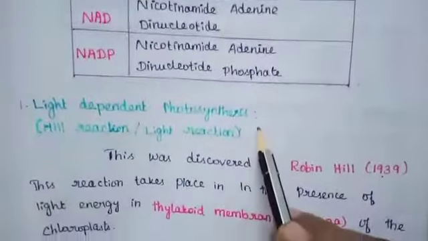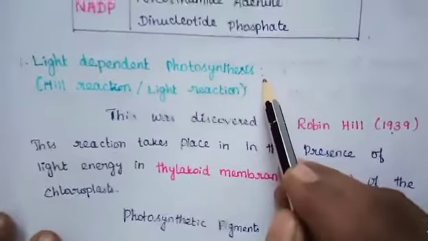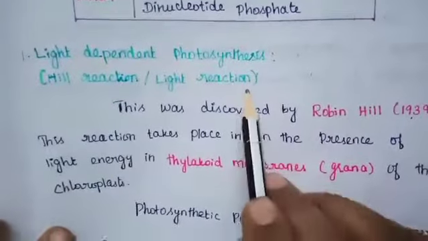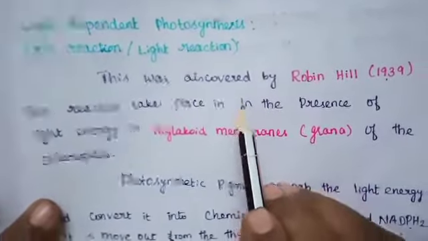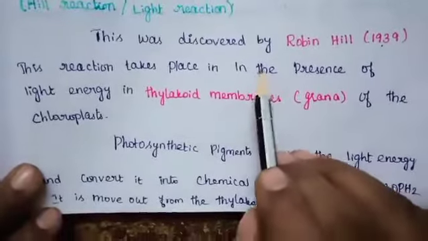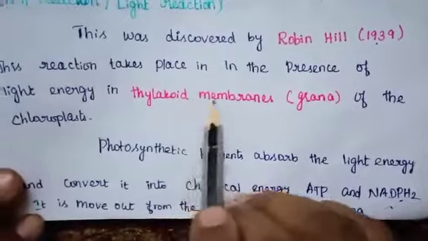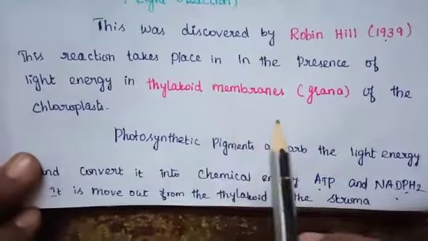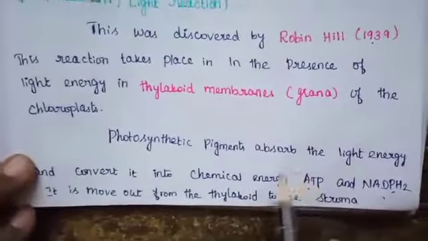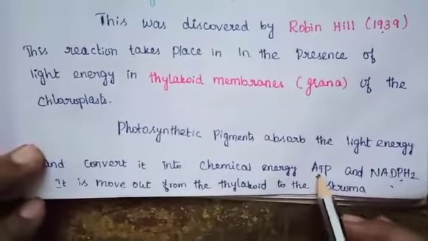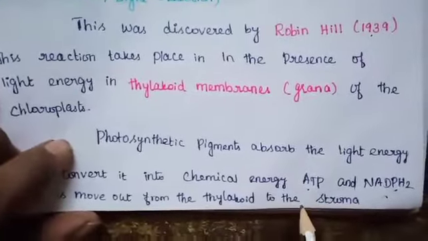So first one, light dependent photosynthesis. Hill reaction, also called light reaction. The light reaction was discovered by Robin Hill in 1939. This reaction takes place in the presence of light energy in the thylakoid membrane of the chloroplast. Photosynthetic pigments absorb light energy and convert it into chemical energy and also produce ATP and NADPH2. Next, these move out from the thylakoid to the stroma of the chloroplast.